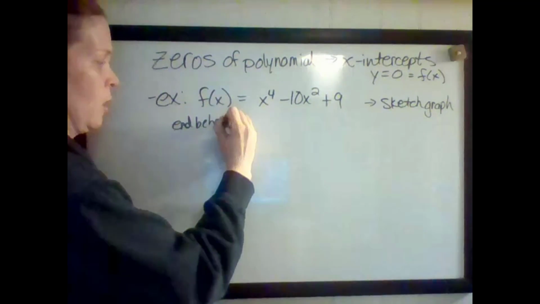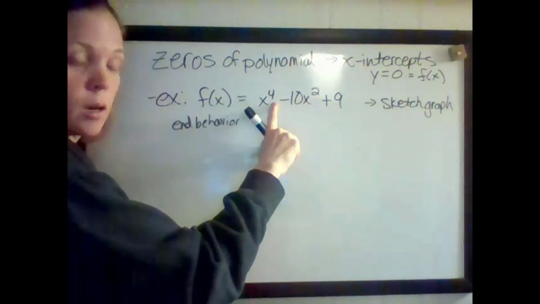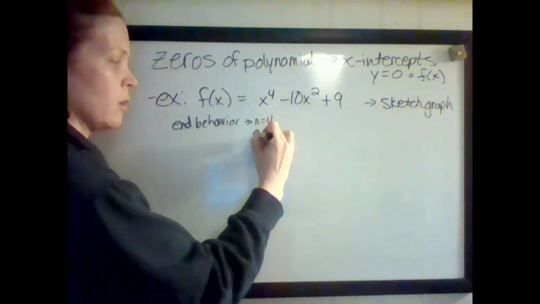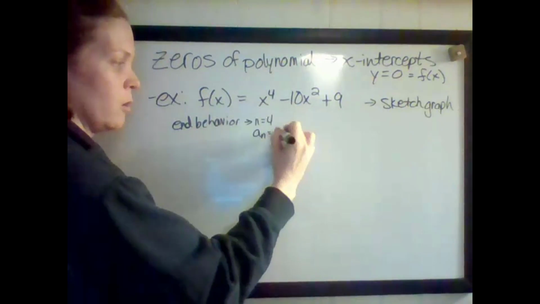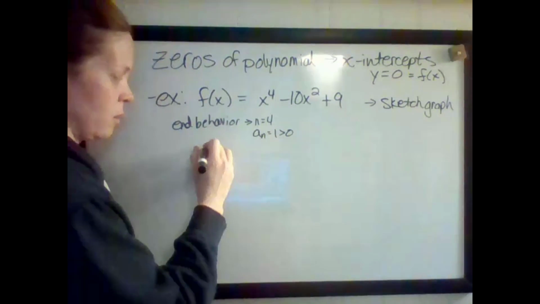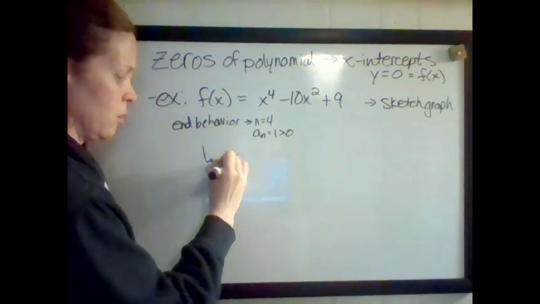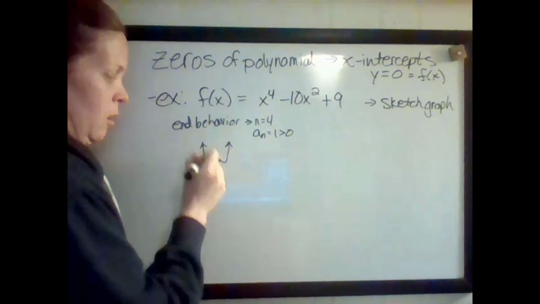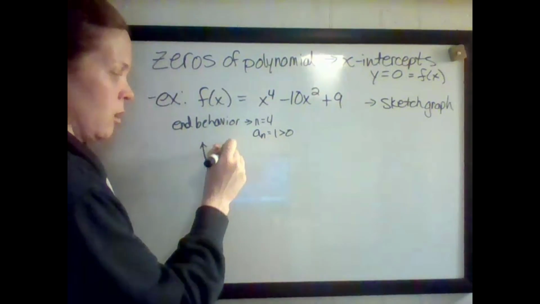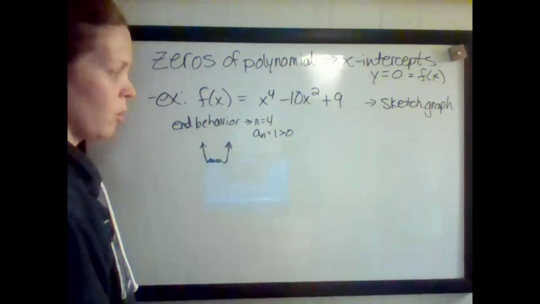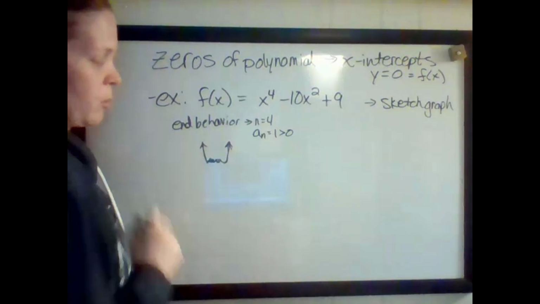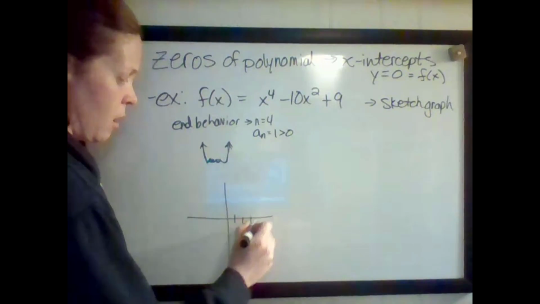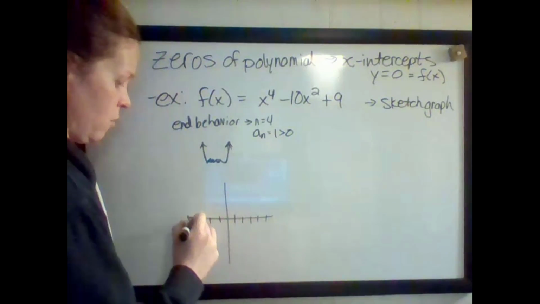End behavior. So we have an even exponent, n is 4, and a sub n, which in this case is 1, is greater than 0. So that means that this is like our first situation for the ones we just defined. So we know it's going to do something like this. Decrease, change, end up increasing. Okay, so there's our end behavior. We don't know what's happening in between though, and we don't know exactly where it's laid out on my graph. Sketching a few things here.